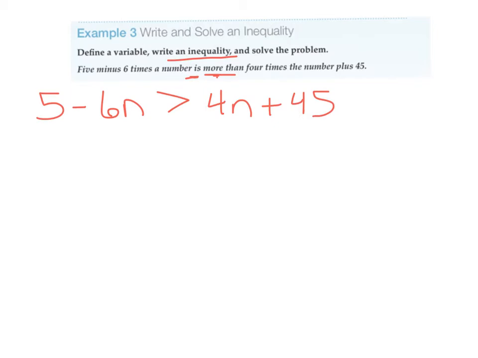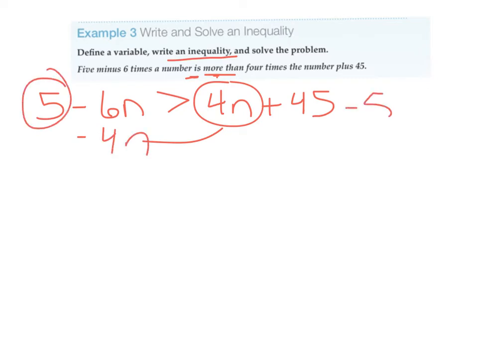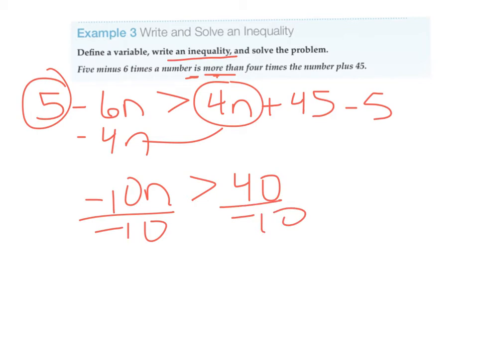Now once we have this, we're going to solve our inequality. I'm going to move this over, so that becomes a negative 4n. I'm going to move this over, it becomes a negative 5. So when I go negative 6 minus 4, I get a negative 10n greater than, and 45 minus 5 is 40. I'm going to divide by a negative number, and because I'm dividing by a negative number, the sign switches directions, and I get my answer as n less than negative 4.